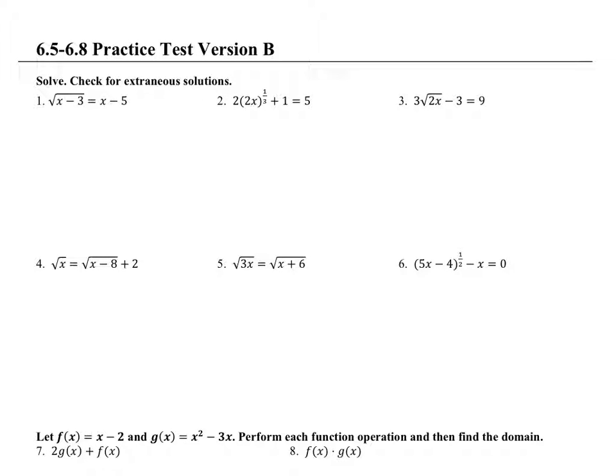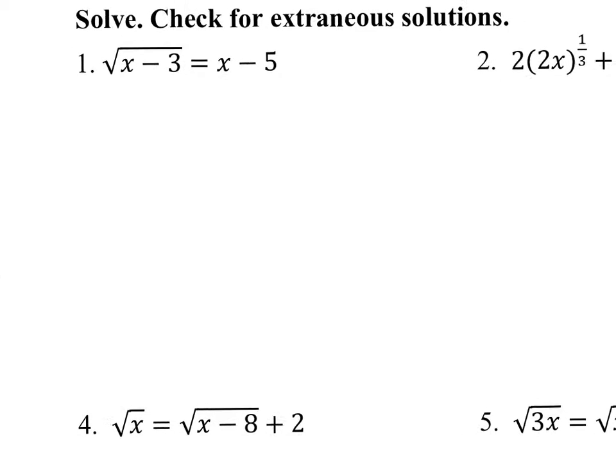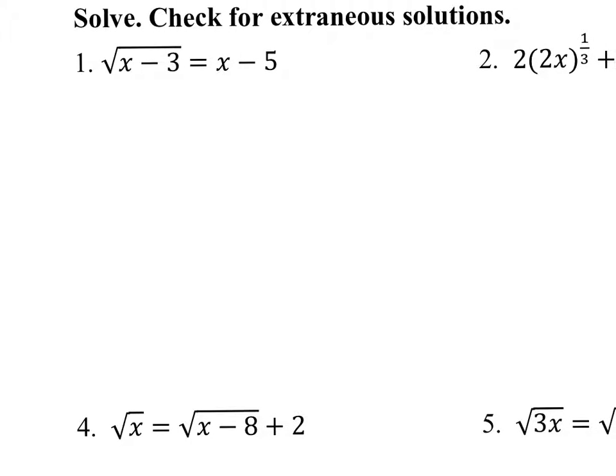Here we are studying 6.5, 6.8, version B, test. Now this probably is going to get a little long because some of these problems are long, which you already know that. The first one, I see an x on both sides. The square root is already by itself, so I'm going to square both sides.